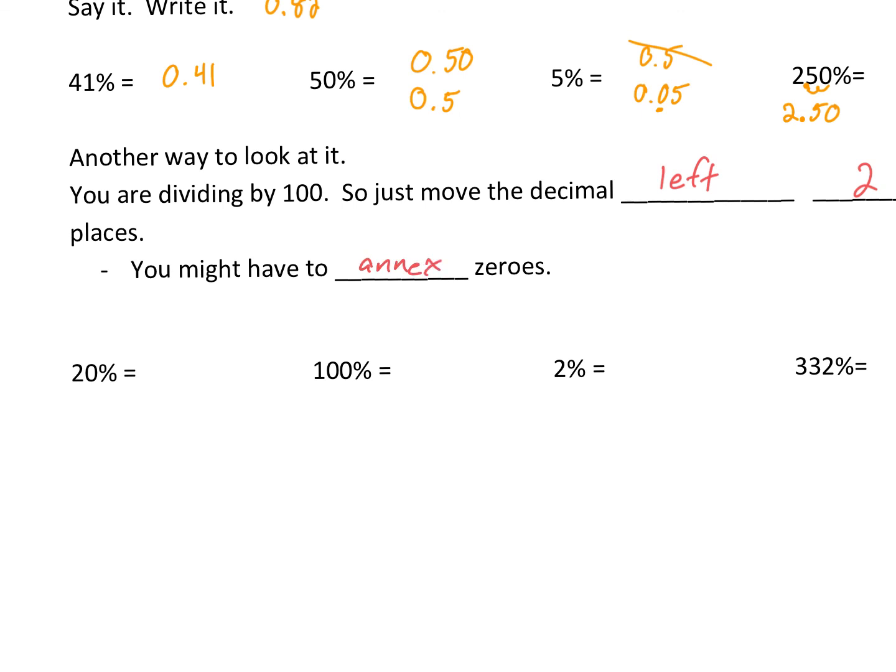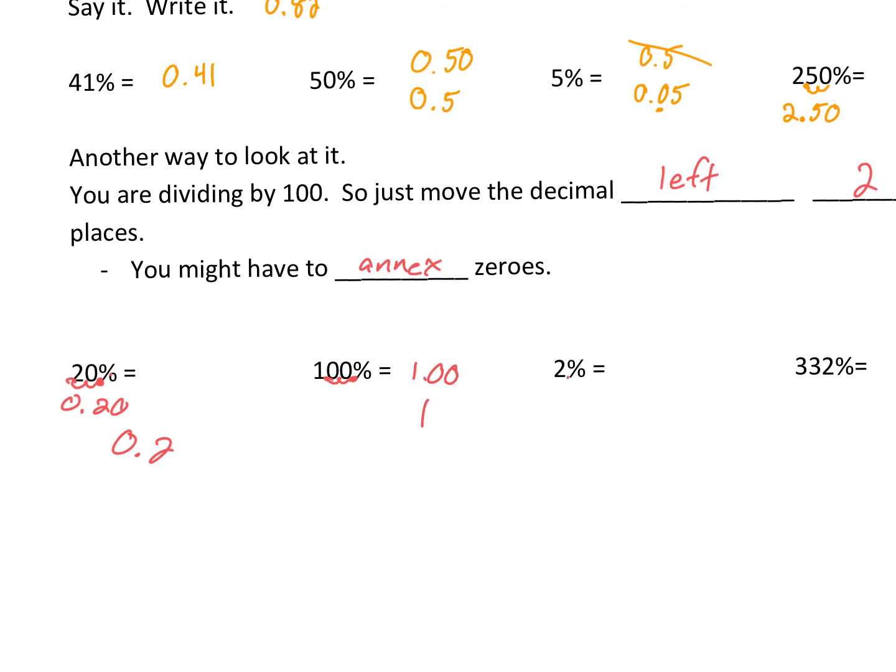All right, so 20%. Right now the decimal is right there, but percent means per hundred. So if we move the decimal 2 times, we're left with 0.20, or just 0.2. Okay, 100%, when we don't see a decimal, it always trails. Move it 2 times, 1.00, or just 1. 100% is just 1, right?